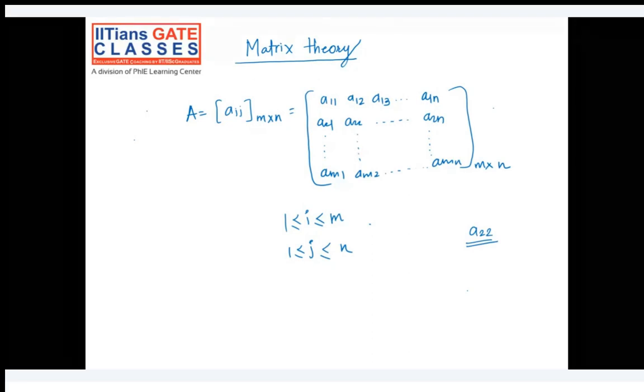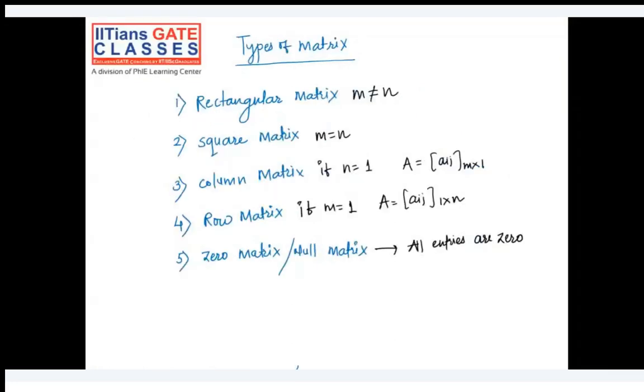Depending on different values of m and different values of n, there are a variety of types of matrices, and that is what we are going to study now. So write down the heading types of matrix. First type of matrix is the rectangular matrix. If the number of rows and number of columns are unequal, that type of matrix we can call a rectangular matrix.